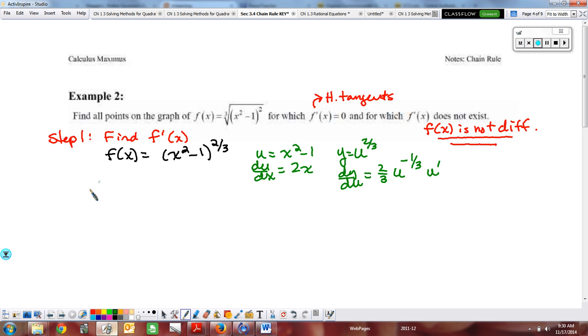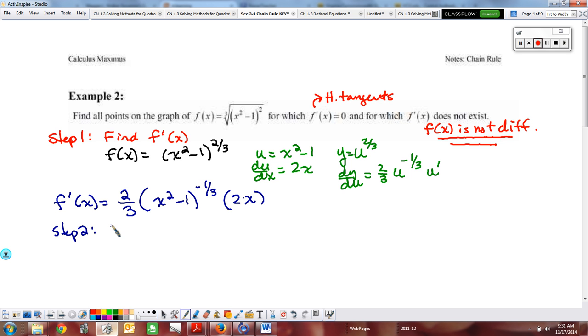And so we're going to come in here and do our derivative. So I'm just going to go ahead and fill it in with the parts that I have. F prime of x is going to be this with u put back in. So 2/3 x squared minus 1 to the negative 1/3 times du dx, because I have dy du, and if I take dy du times du dx, that's going to give me my dy dx that I'm looking for. All right, so we have our chain rule in. And now, at this point, because I need to use it to do something, I need to simplify. So step 2, after I find it, is simplify f prime of x into a nice form.